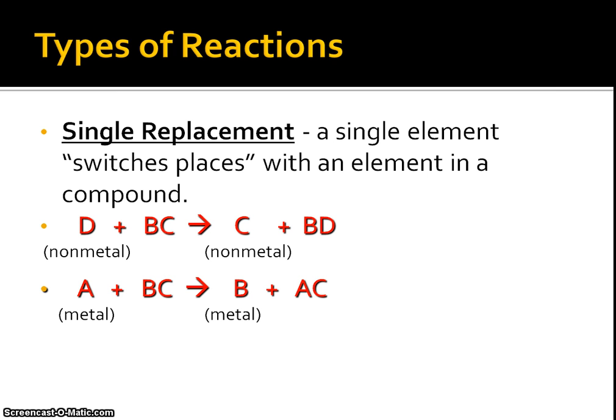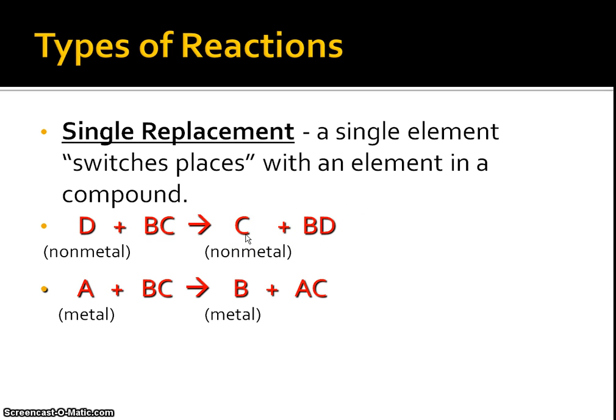The next one is called single replacement, and this is where you have a single element that switches places with an element that's in a compound. So for example, in this first reaction we have BC and we have D all by itself. And notice that D has kicked out letter C, so now C is all by itself and D is now paired up with B. So it's when you have a compound and you have a single thing, and that single thing kicked something out of the compound, so now it's part of the compound and something else is by itself.